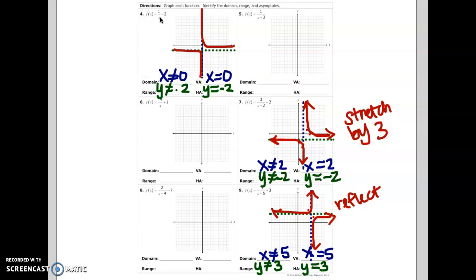It doesn't look like there's a right-left shift at all, but we've got this minus 2, so that means everything on my original graph is shifted down 2. Okay, so if you plug it in the calculator, that's exactly what you should see.